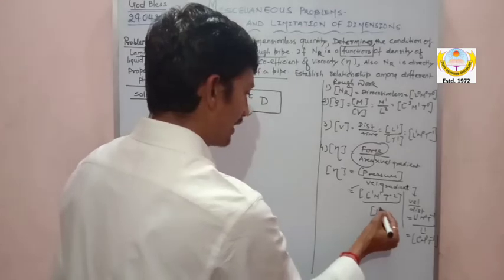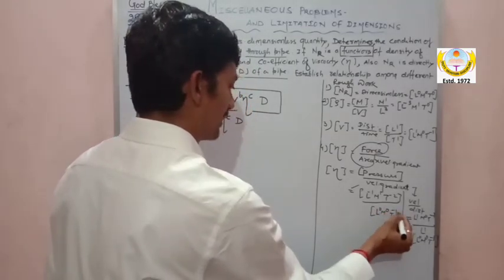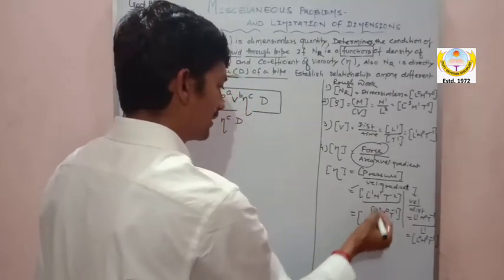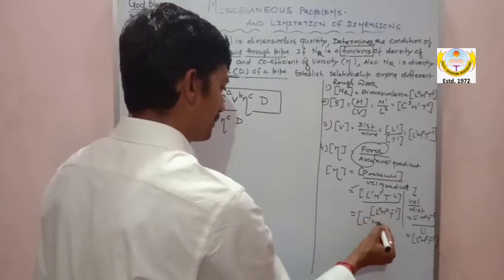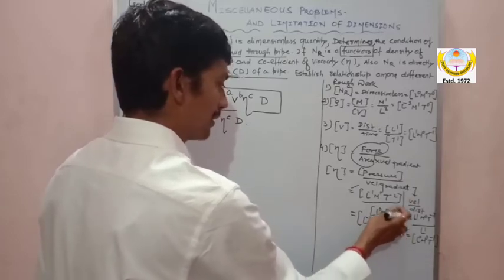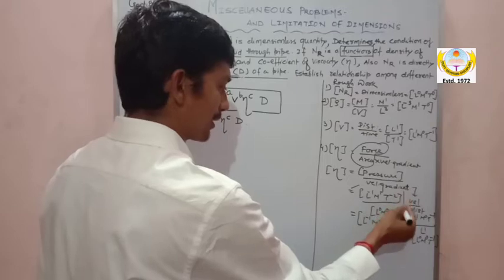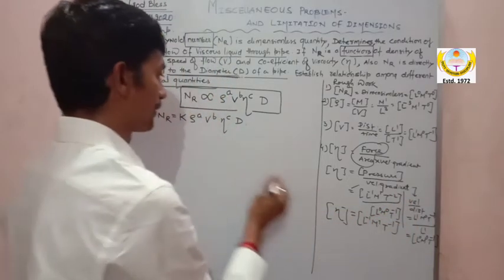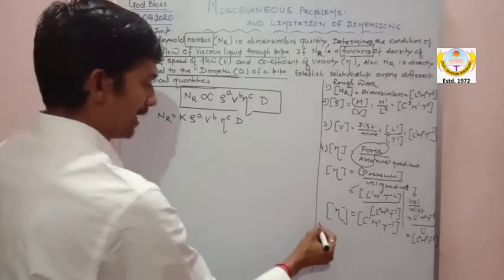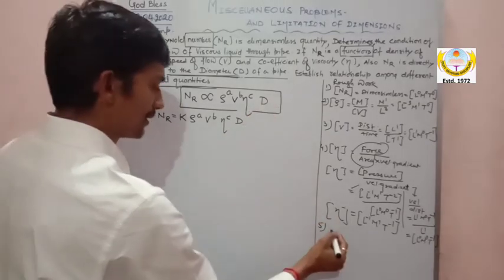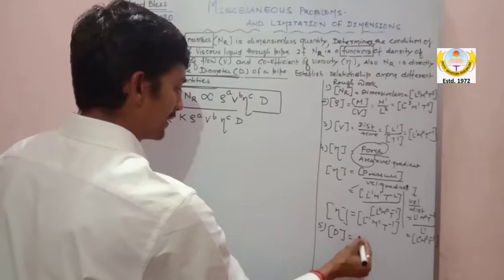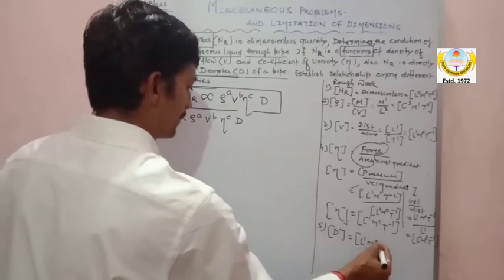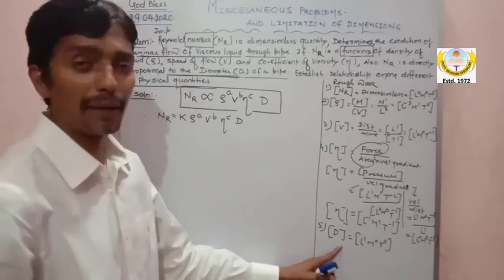So L0, M0, T minus 1 is the dimension of velocity gradient. Here it will be L minus 1, M1, and the minus 1 of T goes up, becoming minus 2 plus 1, that is minus 1. So this is the dimension for the coefficient of viscosity. Am I clear? And the last is the diameter. The dimension of diameter is nothing but L power 1, M power 0, T power 0.